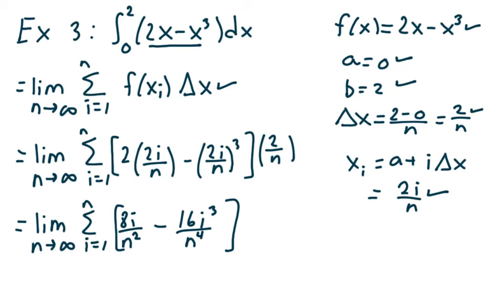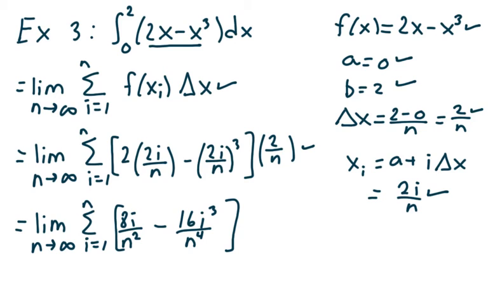So I'm going to take the limit as n goes to infinity of the summation from i equals 1 to n of 2 times 2i over n minus the quantity 2i over n cubed, and then I'm going to multiply by 2 over n.